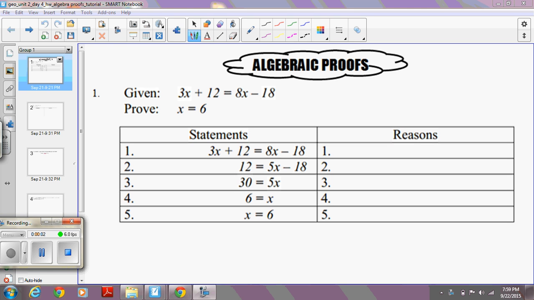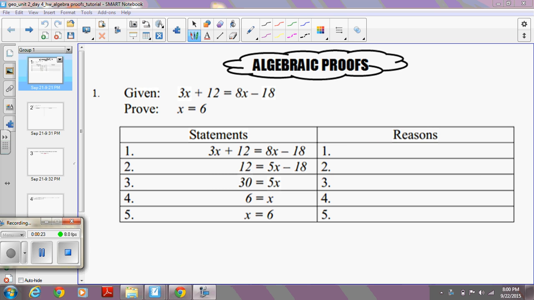All right, this is a tutorial to help you with your algebra proofs assignment. Number 1, given that 3x plus 12 equals 8x minus 18, prove that x equals 6. As you can see on the left column, it's all worked out for us. Our task is to write down the reason for each step.